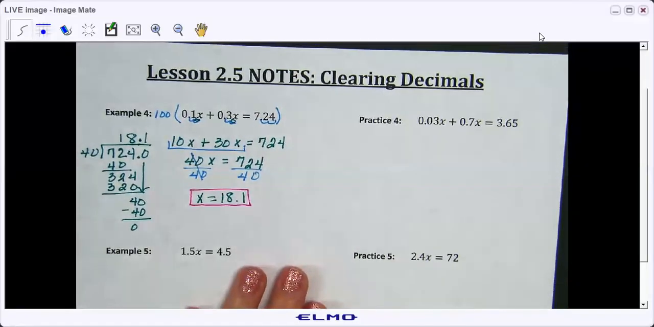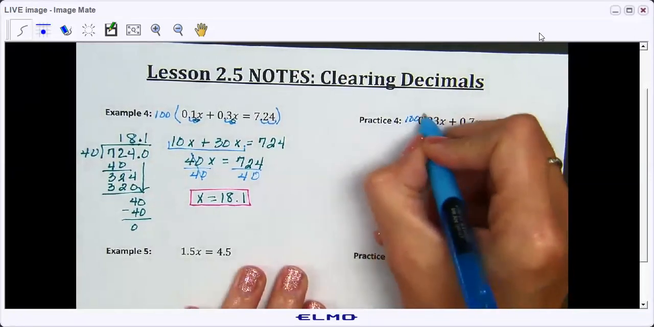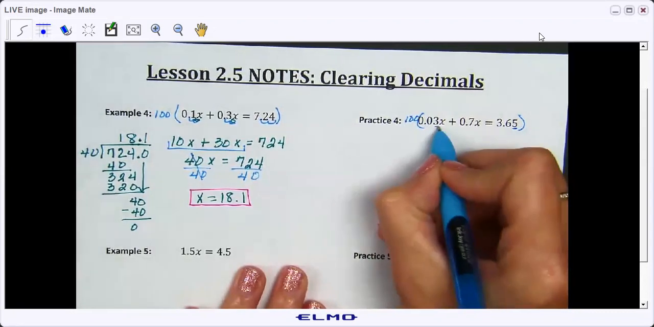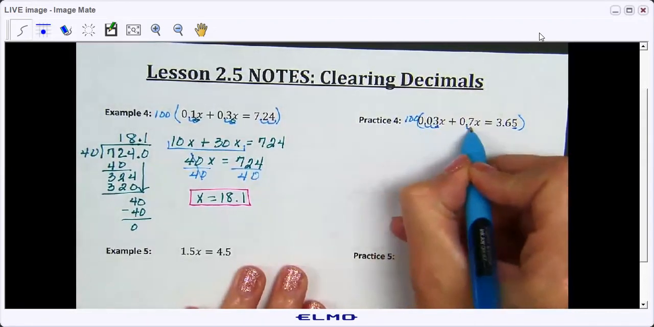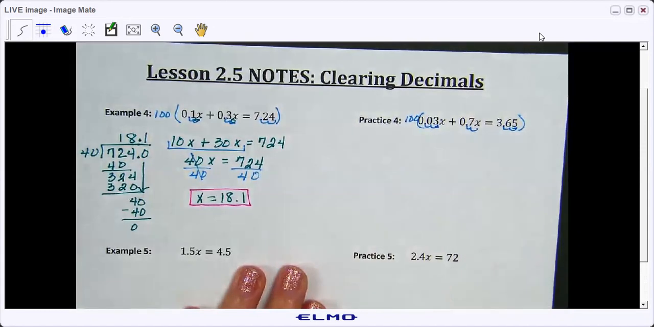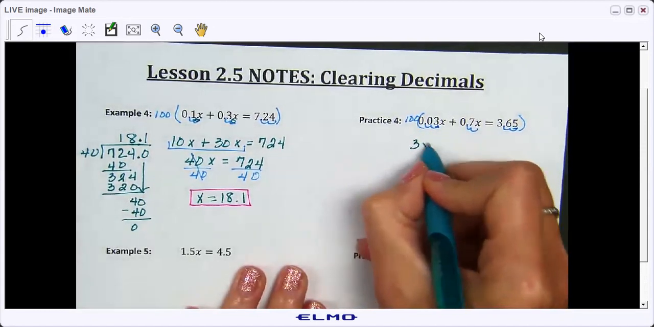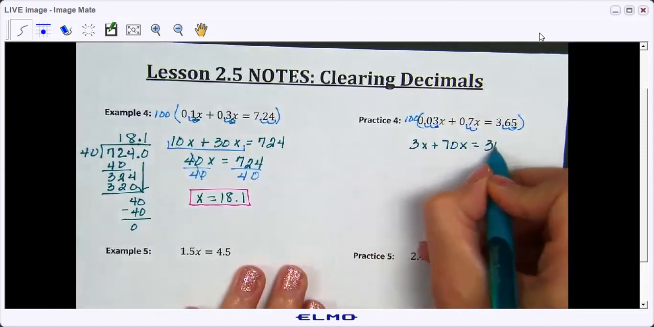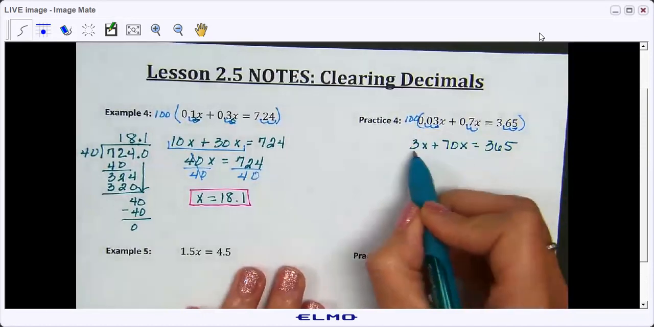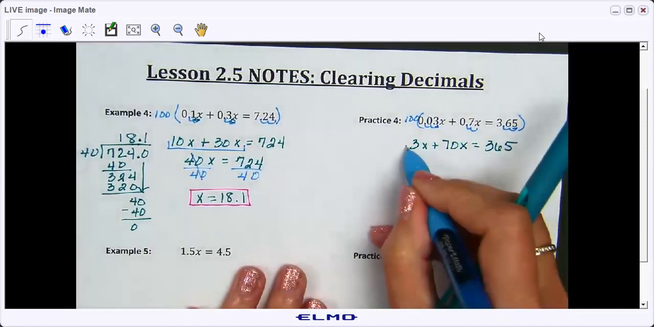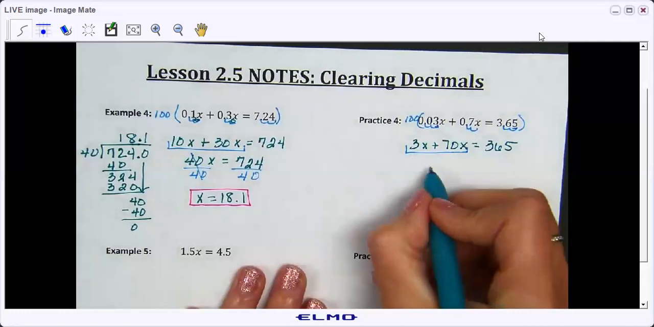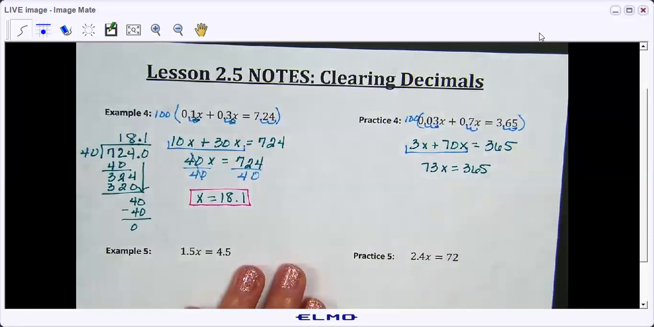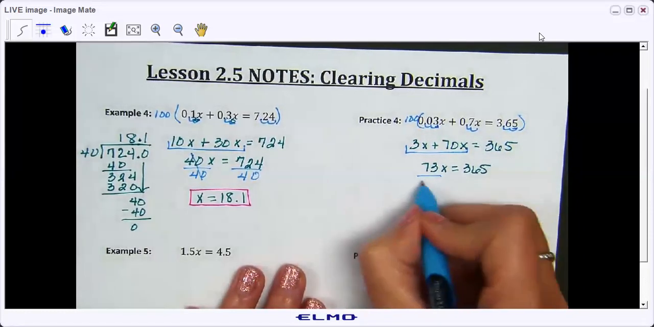Okay, so I'm gonna clear my decimals here. You don't have to. And I have to multiply by 100 because the farthest place value is 100. So 1, 2, 1, 2, 1, 2. And this becomes 3x plus 70x equals 365. Now I add my like terms here. And I get 73x equals 365. And then I divide by 73.